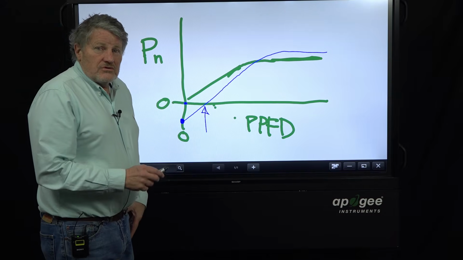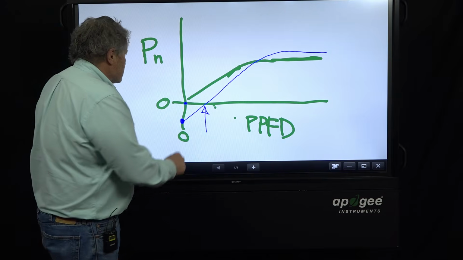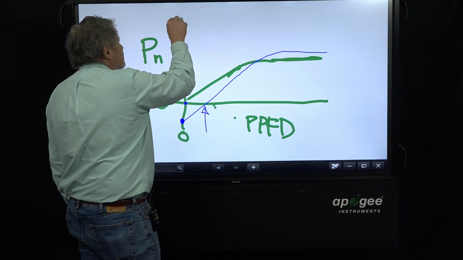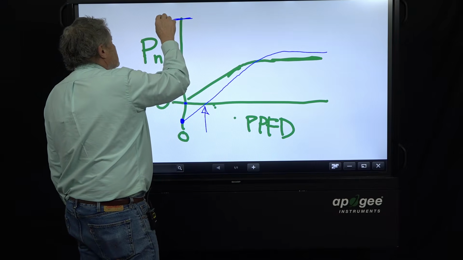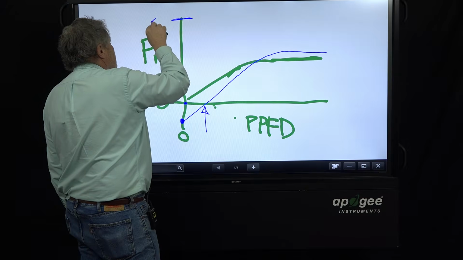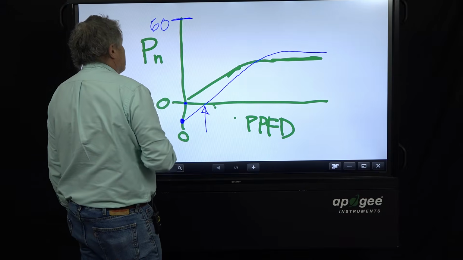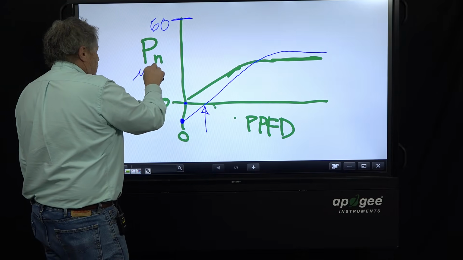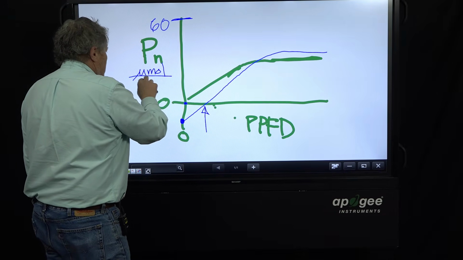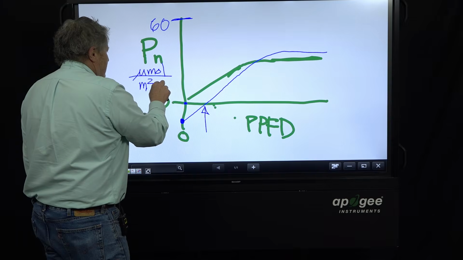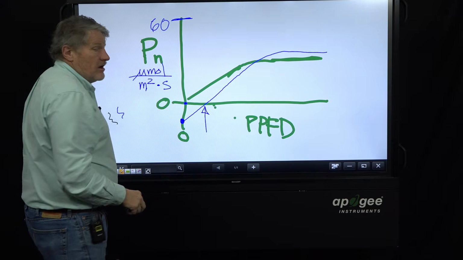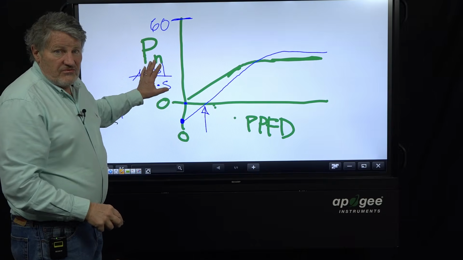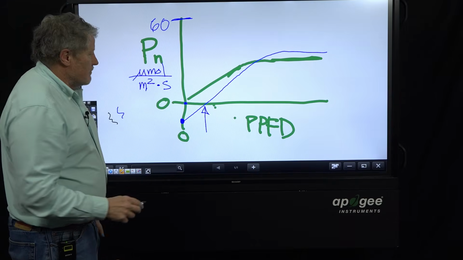Now let's put some tick marks on this axis. Photosynthesis, let's make this go to 60 up here. By the way, the units for this are micromoles per meter squared of leaf per second of time. This is how fast it's fixing carbon in dry weight.